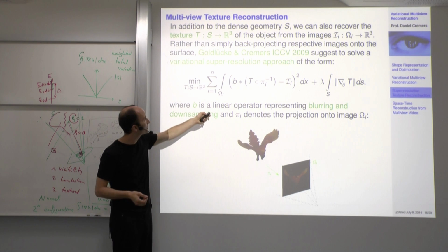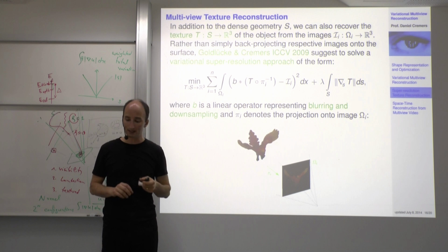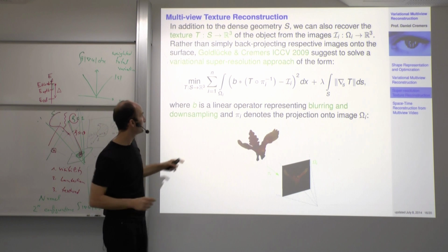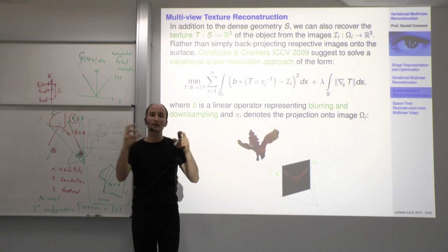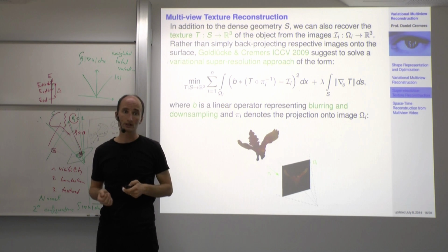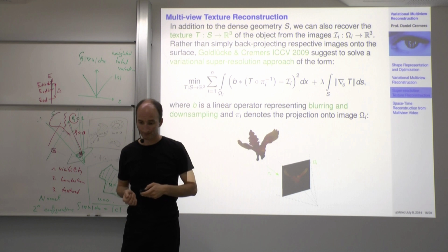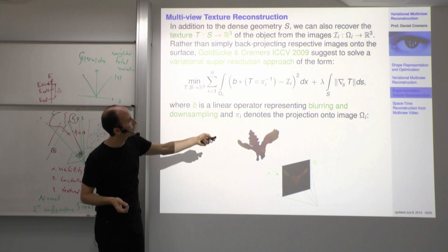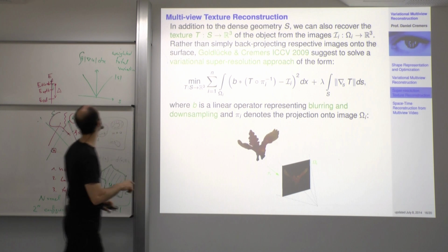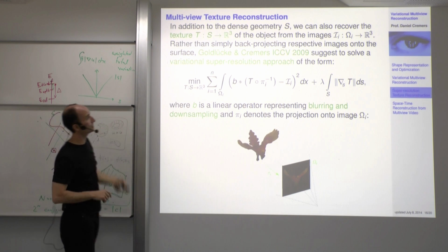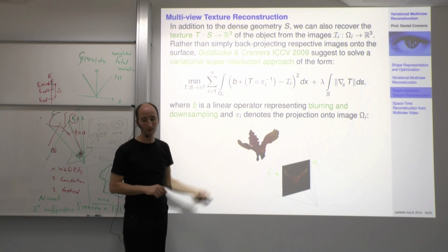In fact, this notation is a little bit compact, but it basically means that there is a matrix operator that does this blurring and downsampling of the high resolution texture. And then I have a regularizer that is familiar to you. It's called the total variation. We've seen it before. Here is the total variation, the gradient of T integrated.